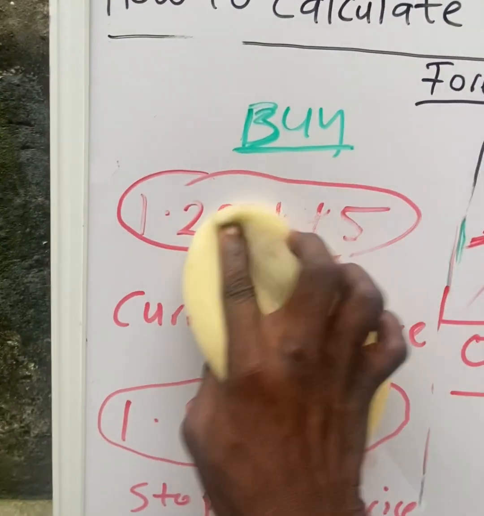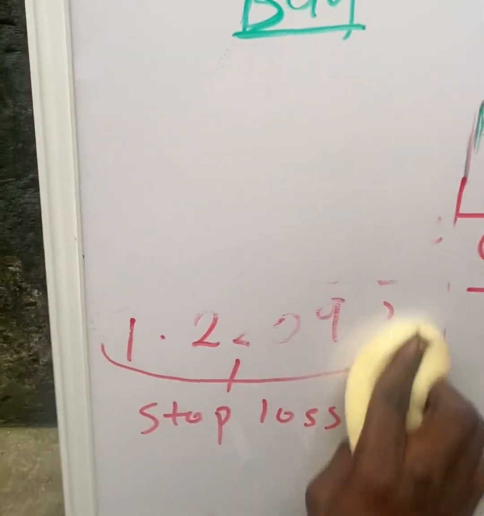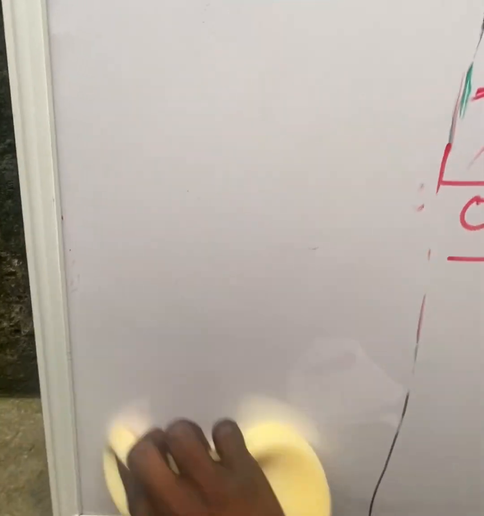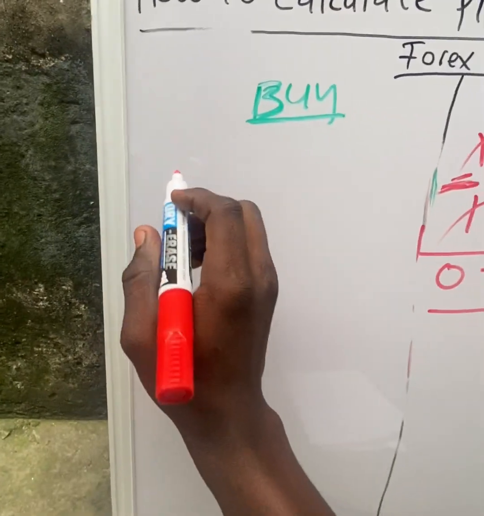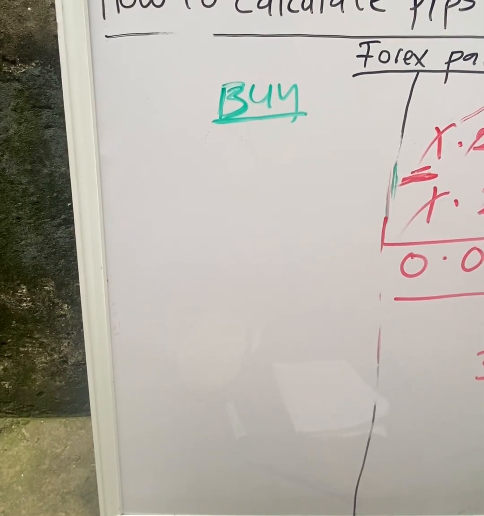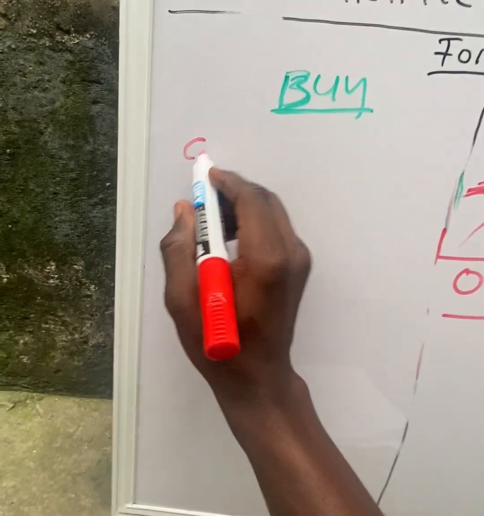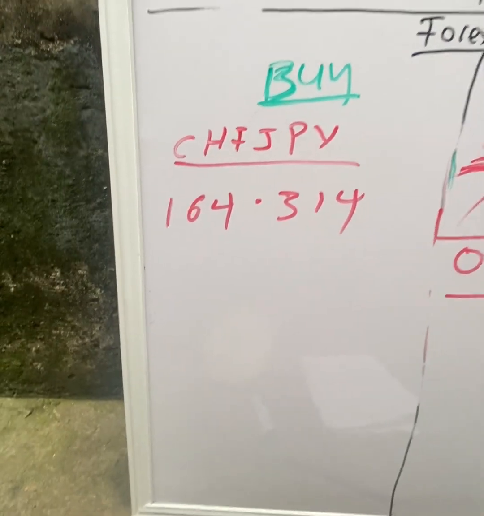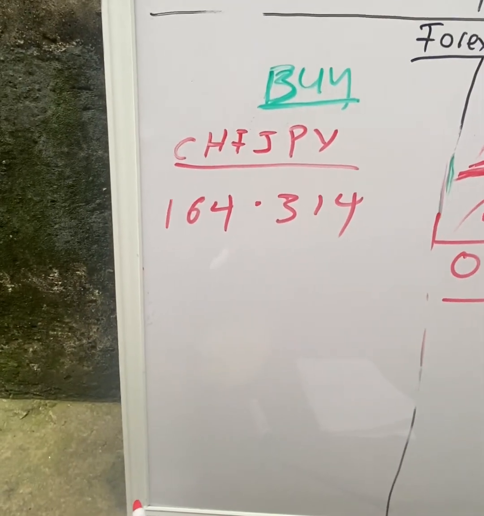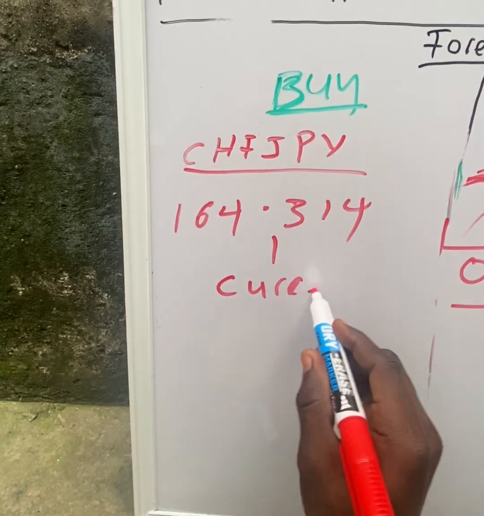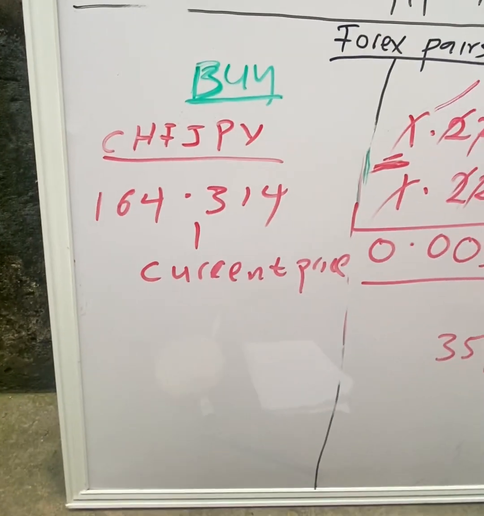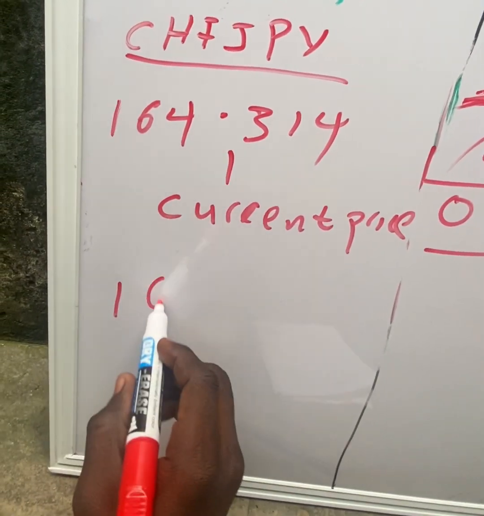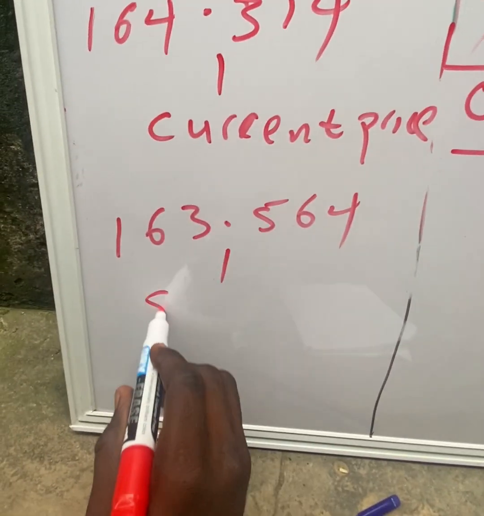So let's do example 2. We have GBPJPY. So we have the current market price as 164.314, and they are giving us the stop loss price as 163.564.